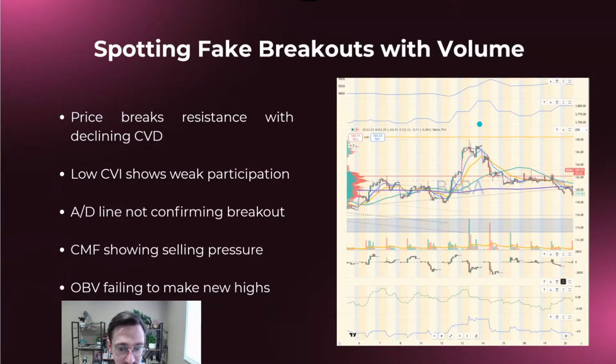The AD line is going to be right here, not confirming the breakout. This one actually was up on the day, so this would be the one out of five that I would say does not apply in this situation, to be fair.